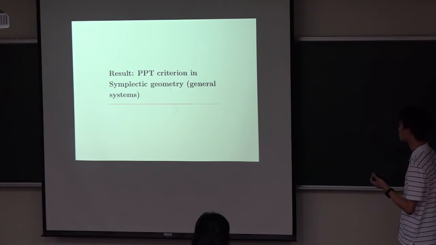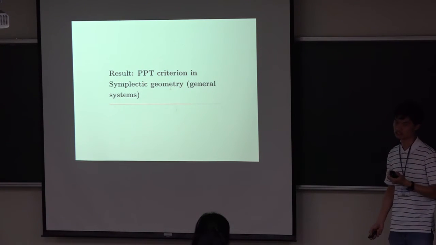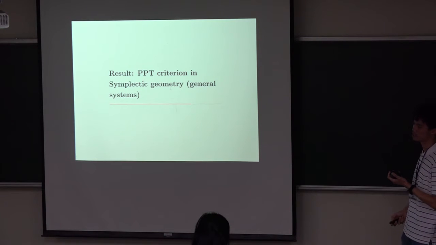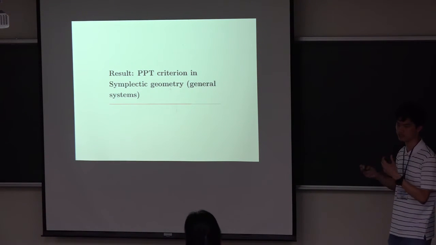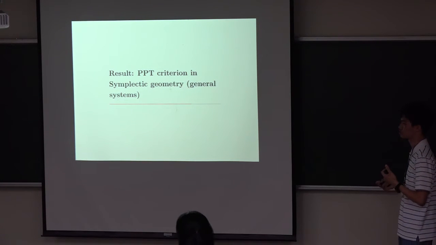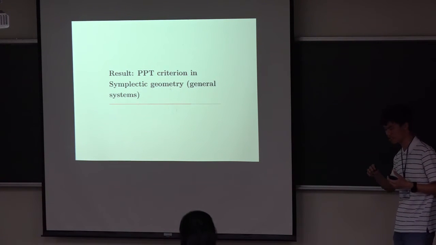So until now, we only talked about continuous variable phase space. But there are still other kinds of phase space. For example, the spin phase space, which can be used to describe some atomic systems.